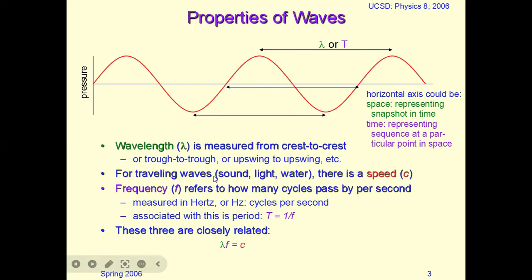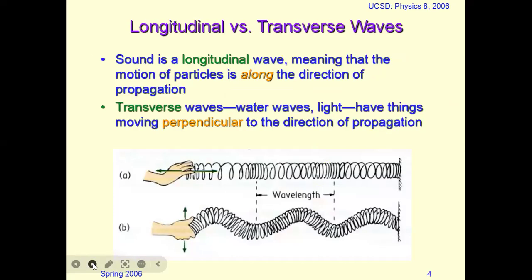For traveling waves, sound, light or water, there is a speed C. Frequency F refers to how many cycles pass per second, measured in hertz, and T equals capital T, that means time period equals 1 by frequency. And these three are closely related. C equals F lambda, or v equals F lambda in other books.